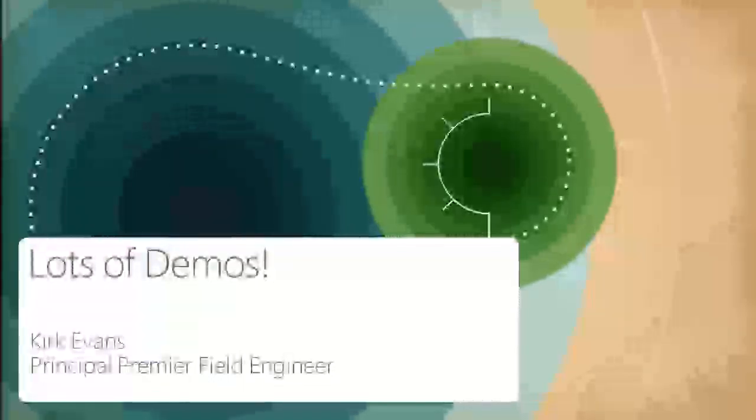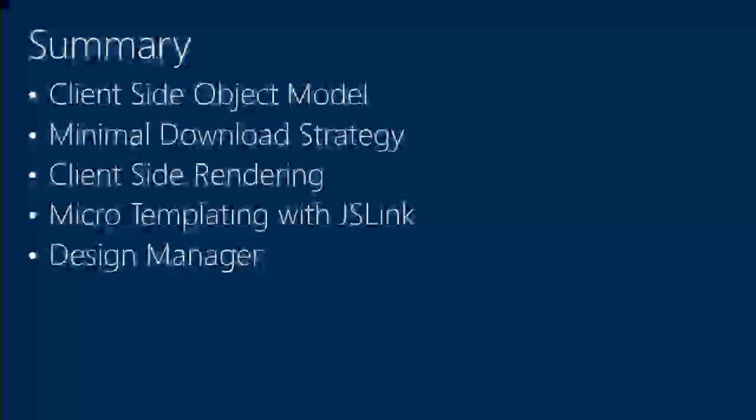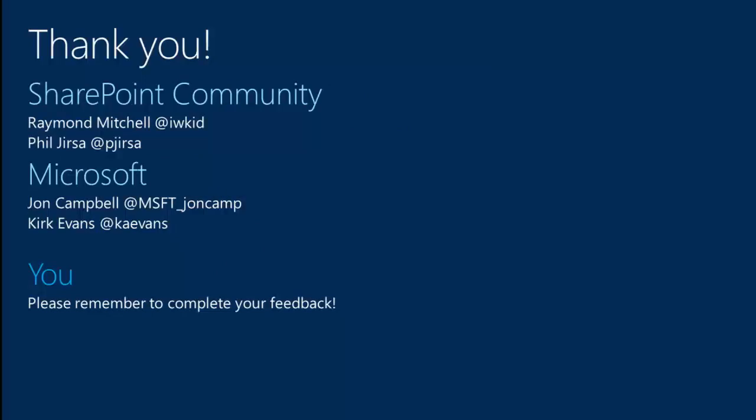So let me wrap up really quick. So in summary, I showed you a whole bunch of stuff. Client-side object model, the minimal download strategy, client-side rendering. I introduced JS Link a couple of different ways. And we also took a look at Design Manager. There's been a couple of other sessions that introduced client-side rendering. John Campbell, thank you very much for coming. He's right here. As well as Raymond Mitchell and Wes Hackett are doing a session later today that talks a little bit more about client-side rendering as well.